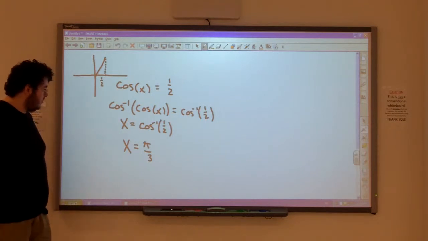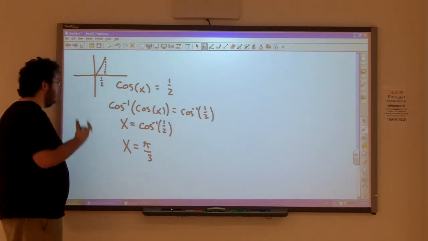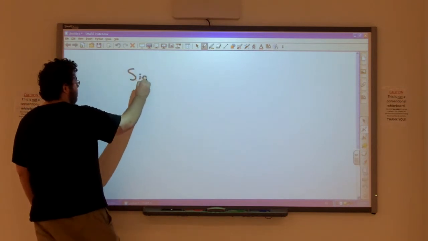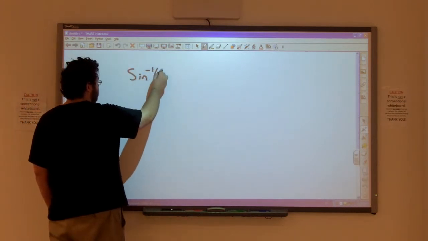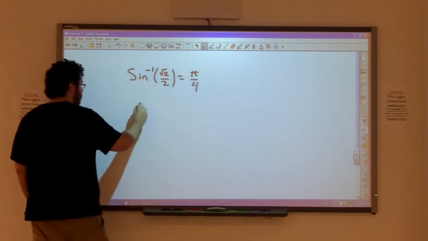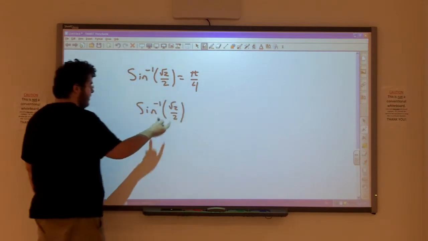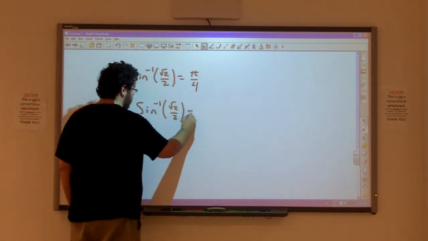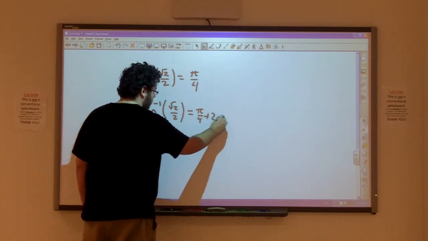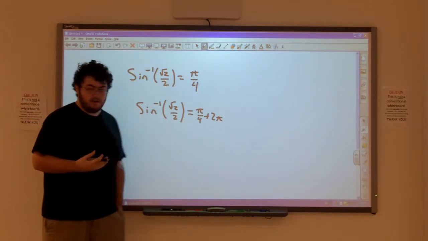Okay, so now that we've seen this, let's look at a little bit more of the technical details of this, because we have to be really careful when looking at these inverses. Because I could say that sine inverse of square root of 2/2 is pi/4, but we also know that the angle whose sine is square root of 2/2 could just as well be pi/4 plus 2 pi, because they're in the same place. We just run around one time. So is there more than one answer?